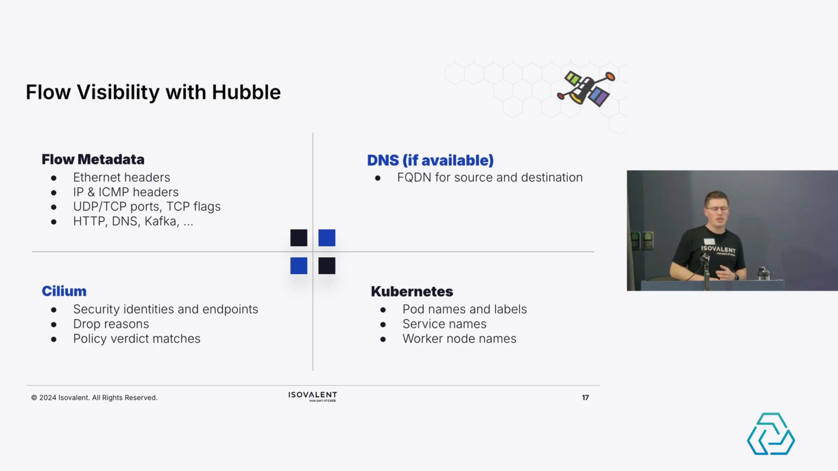Basically, it provides flows that are kind of an aggregation of different data. First we have the flow metadata from the actual networking stack, so here we have stuff like Ethernet headers, IP headers, TCP flags, and so on. This information is then aggregated or enriched with, for example, the metadata from Kubernetes, so we can correlate the Linux networking kernel data with Kubernetes metadata.